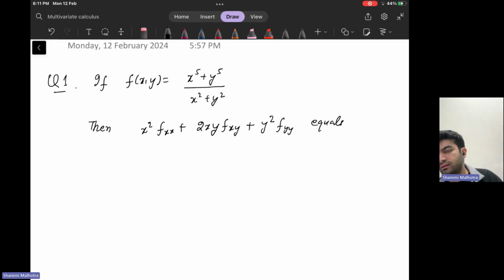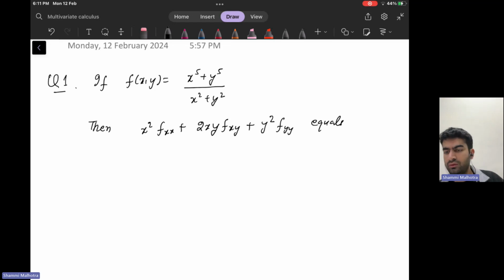Now, if we try to compute the partial derivatives directly, it will be very tough for us, because you have to calculate the second partial derivative of this function, and this is not an ordinary function, it's a rational function. To evaluate this derivative we have to employ the product rule, and that is very cumbersome.